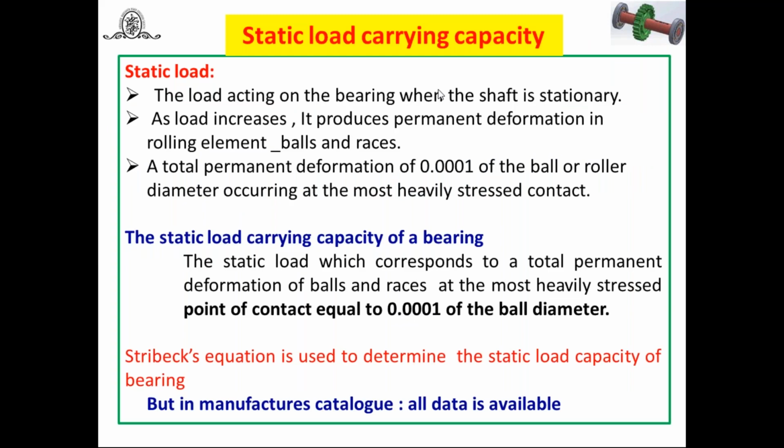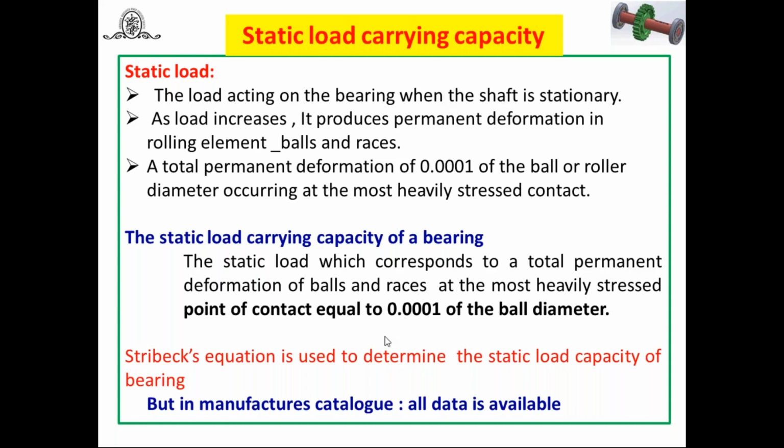When the shaft is stationary, load is acting on it. You can see it's the static one. And because of that, what is happening? It may produce a permanent deformation in the rolling element, in between the ball and races. And how much this permanent deformation is permitted defines the static load capacity. Its range is given, and in this deformation it is 0.0001 of the ball or roller diameter at the most heavily stressed contact.